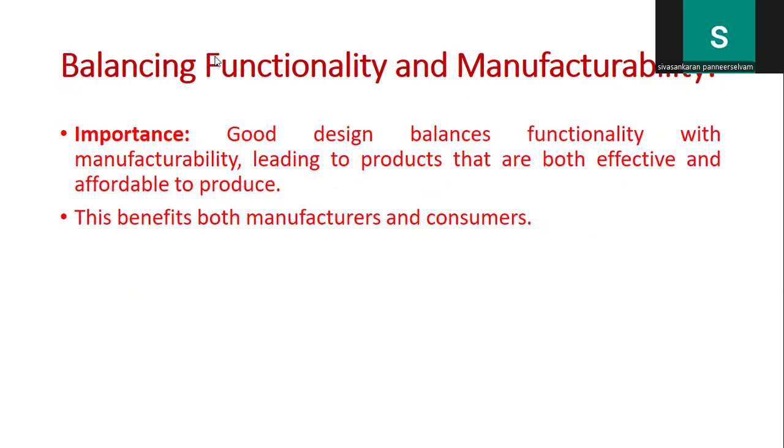So what is the major importance of these two things? A good design will give you a proper balance between functionality and manufacturability, and that leads to improvement in the design efficiency of the product. So using minimum cheap raw material, we can produce the product at less cost at an affordable price. So this benefits both the manufacturer as well as the final end users of the product.